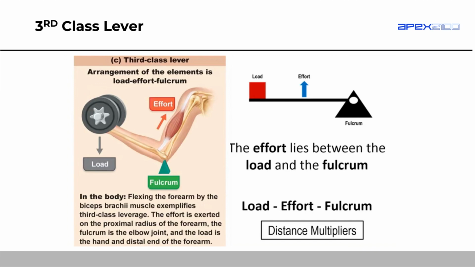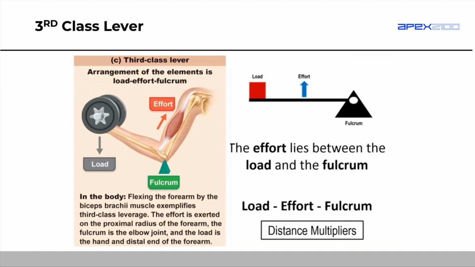Now, third class levers are distance multipliers. They're very good at producing distance, but they're not super forceful. So think about my bicep. It's not a super, super strong muscle in comparison to the gastroc and soleus when I stand up on my tippy toes.